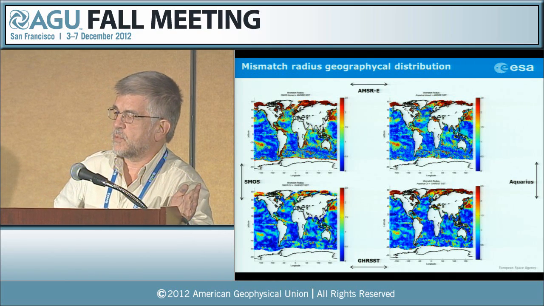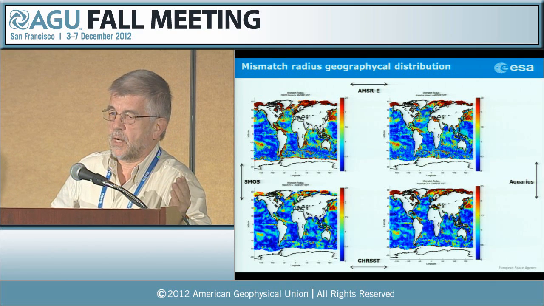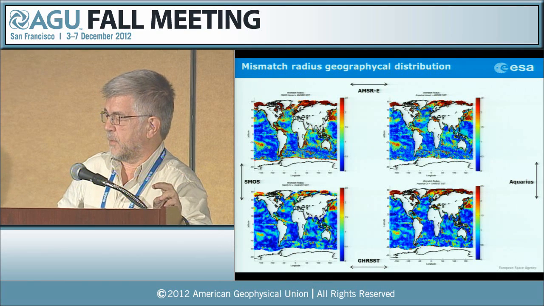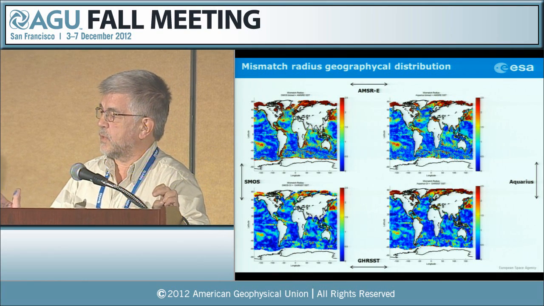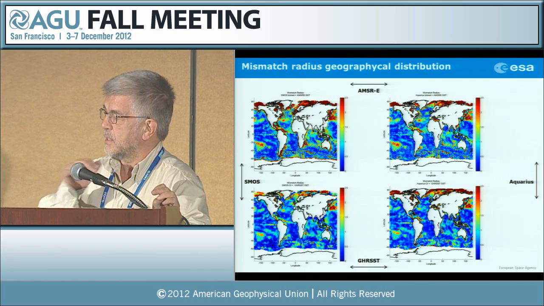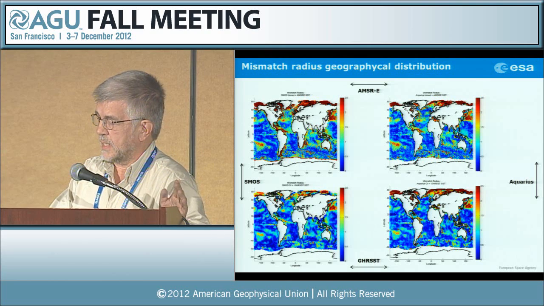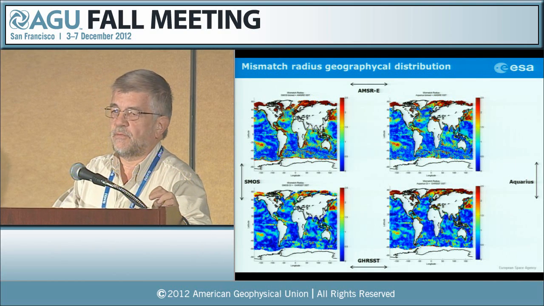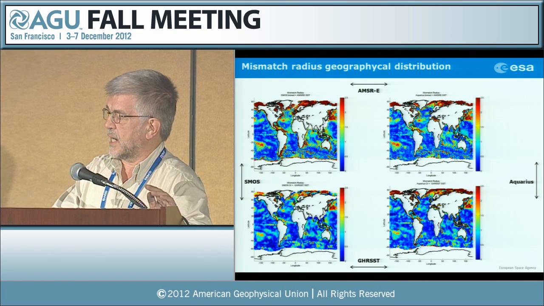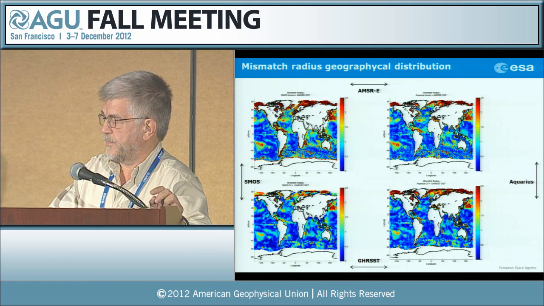On the left, we have SMOS. On the right, we have Aquarius. On top, we have the binned products. And at the bottom, we have the optimally analyzed products. So we can see here that with the color, we are showing this mismatch radius, where we see that we have different regions where they take different values, and these are quite coherent in the 4 configurations.